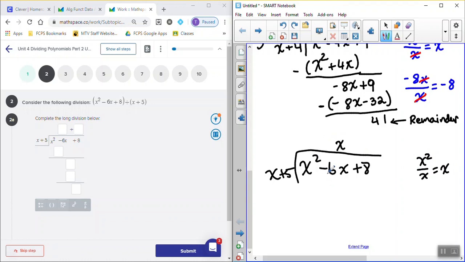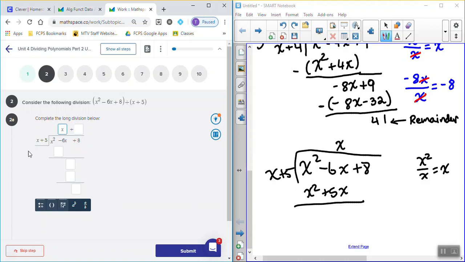I'm going to write it here. And then you multiply it back out. x times x is x squared. x times 5 is 5x. Okay? So that's what I'm going to put here. So the first one is going to be an x. And then when I multiply it back out, we have x squared plus 5x. Okay? And then after I multiply it out, we subtract these two.